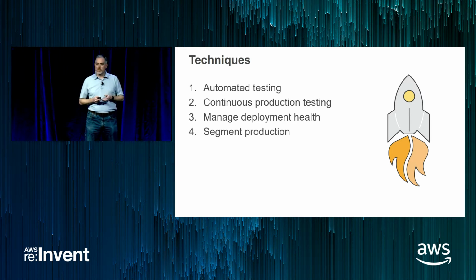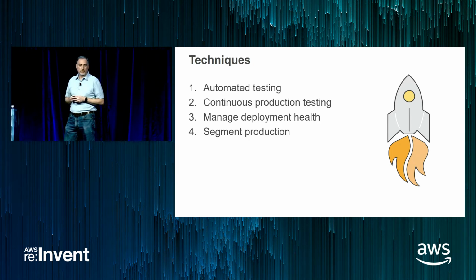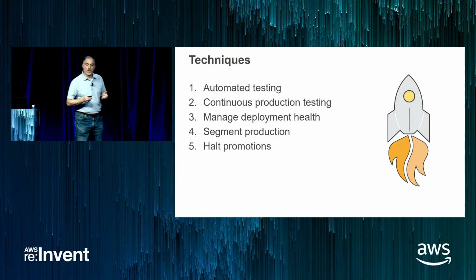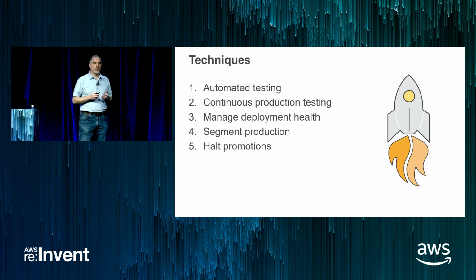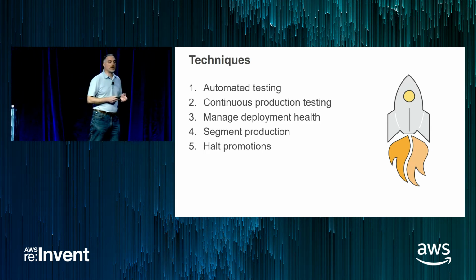Big bang deployments can be dangerous. So instead, what we want to do is segment production and deploy to each segment separately. And then when production is unwell, and we don't know why, we're going to halt promotions into production to help stabilize the environment.